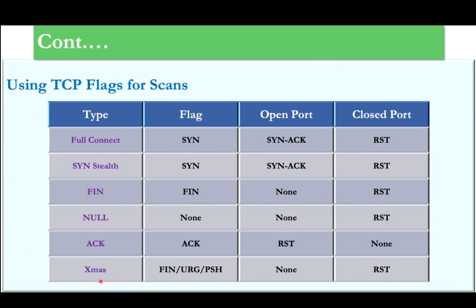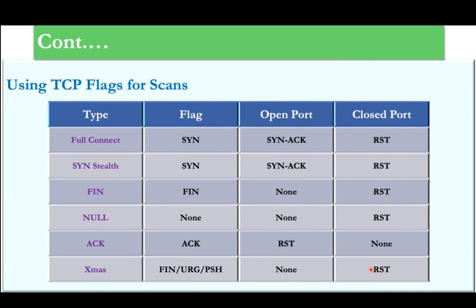Similarly for Christmas tree, the FIN bit, URG bit, and PSH bit, these control bits are set for the scanning. By setting these, Nmap gets the response. If the port is open, it gets the response as none, and if it is a closed port, it gets the response as RST.